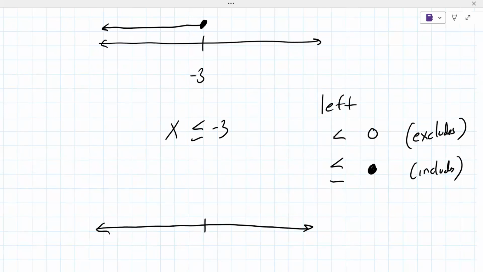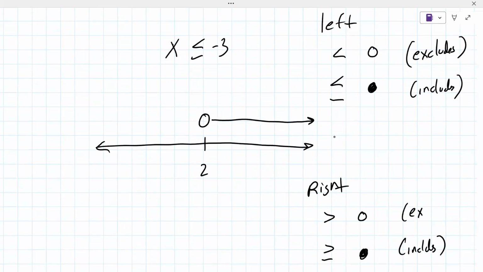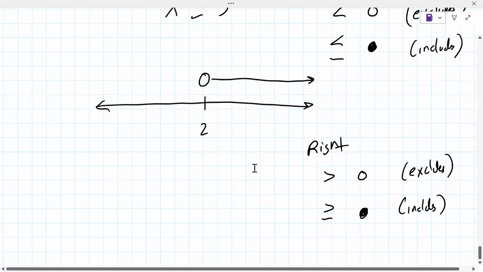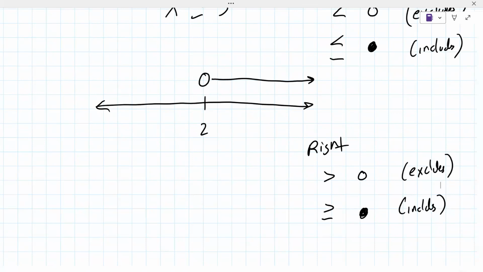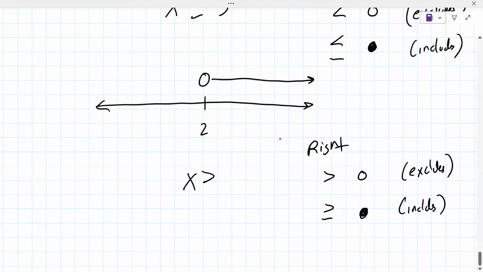Now let's say it's 2, and then it's to the right. When it's to the right, it's greater than for an open circle, greater than or equal to for a filled in circle. Same thing here, includes, excludes. So X is greater than 2.